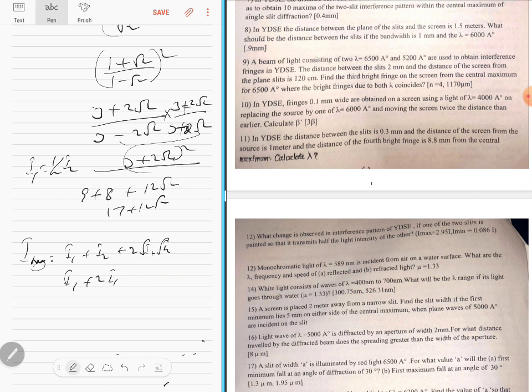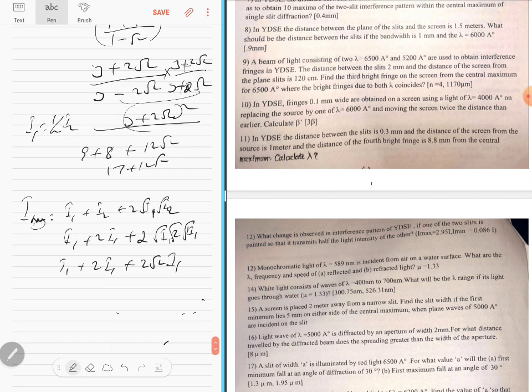Okay, I1 plus I2 plus 2 root I1 I2 can be written as I1 plus 2I1 plus 2 into root of I1 into root of I2. I2 is 2I1, so root 2 I2 itself is root 2 I1. So it's I1 plus 2 I1 plus 2 root 2 into I1 is what you get.